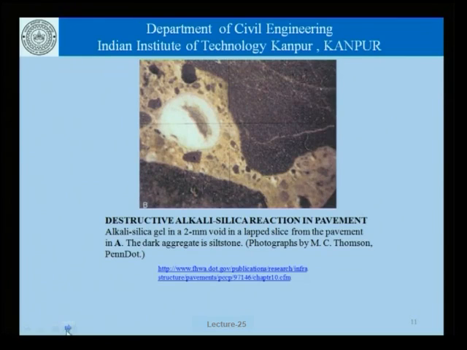Now, this here is a close-up of another structure which is afflicted with the destructive alkali silica reaction, again from a pavement, and we can see alkali silica gel in the 2 millimeter void in a lapped splice from a pavement. The dark aggregate which is shown here is a siltstone aggregate. So, this is the kind of gel that forms and gets deposited in the voids within the concrete, or if there are continuous pores connecting it to the surface, it also emerges at the surface, as we saw in the picture a couple of slides ago.